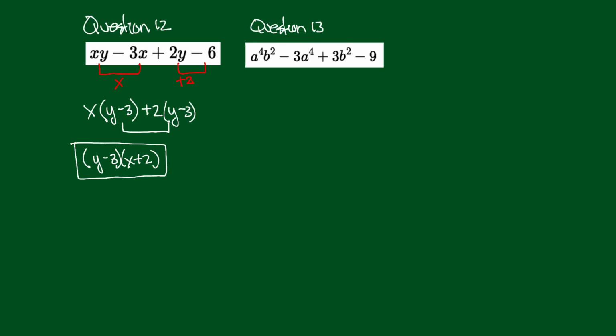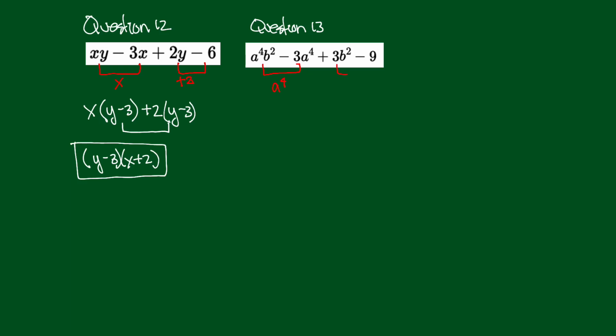Question 13, we've got 4 terms, 1, 2, 3, 4, and nothing's common all the way through. Let's see, I've got A, no A's, right? So nothing's common all the way through, but I've got an even number of terms, so I'm thinking grouping. Let's group together the first 2 and the second 2. What's common in the first two? I've got A's, 4 here and 4 here. So what's common is A to the 4th.